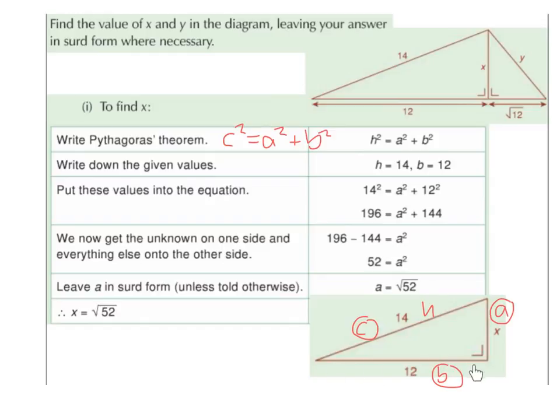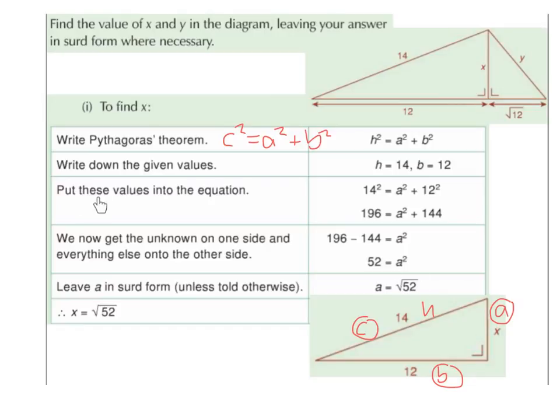We put these values into the equation, so the h squared becomes 14 squared, the a squared can just stay as a squared, or you could call it x squared, and the b squared is 12 squared. And then we just have to solve for a. So 14 squared is 196, and 12 squared is 144. We're going to bring the 144 over the equal sign, it becomes minus 144. And 196 minus 144 is 52. So 52 is equal to a squared. So a is going to be equal to the square root of 52.